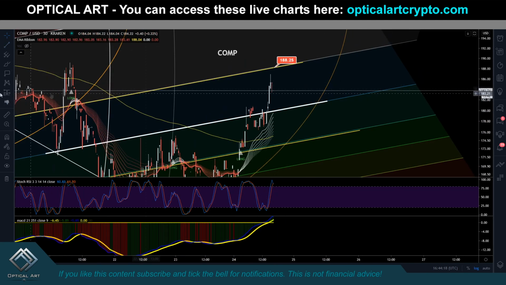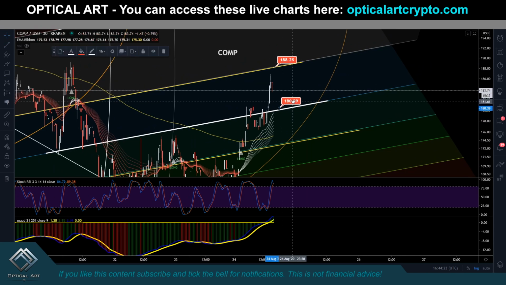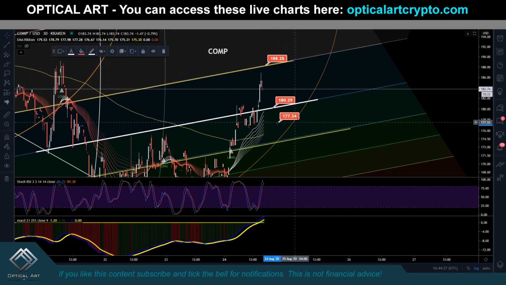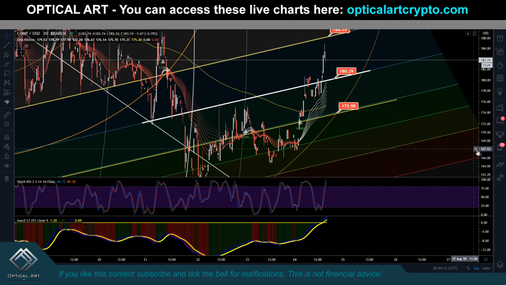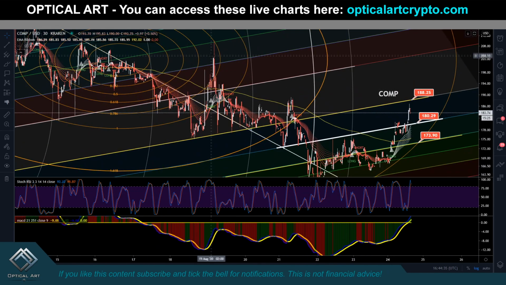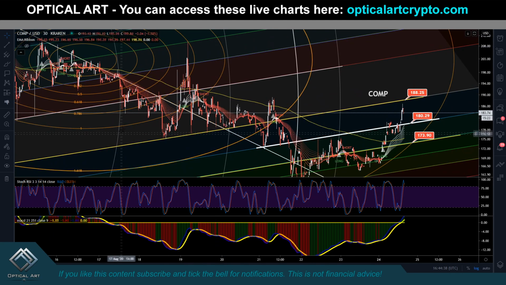This would be your support right here. If I can get this damn thing working. This is your next support level, $180. Your next support level below that would be 173. Take note that we are respecting this orange fib circle. Notice we topped out right at this ring.